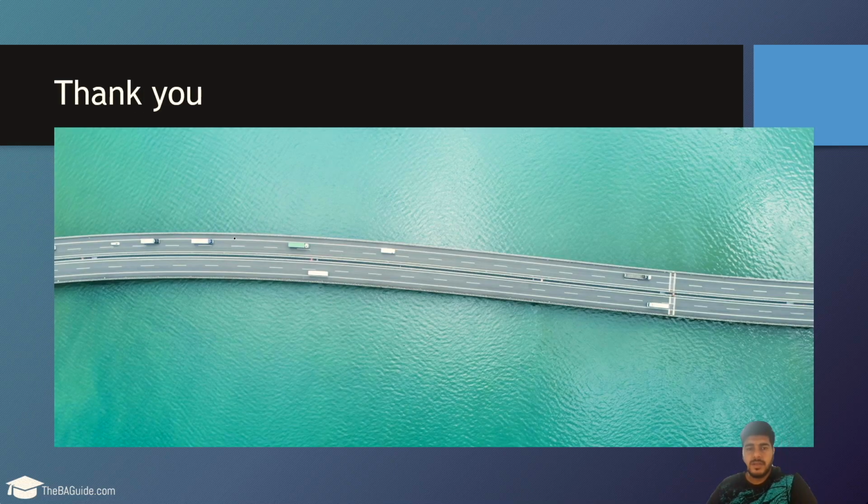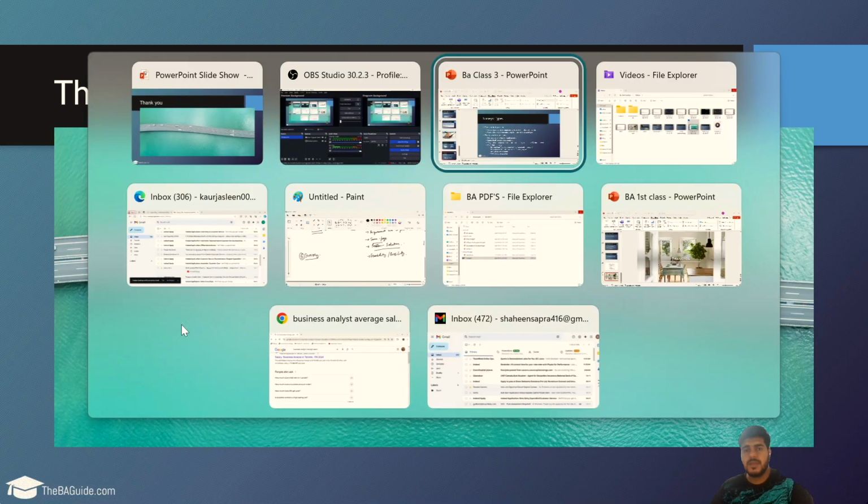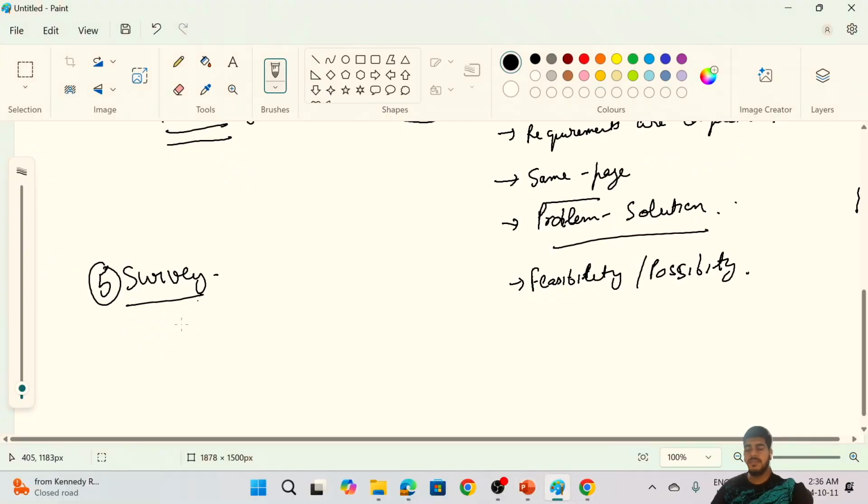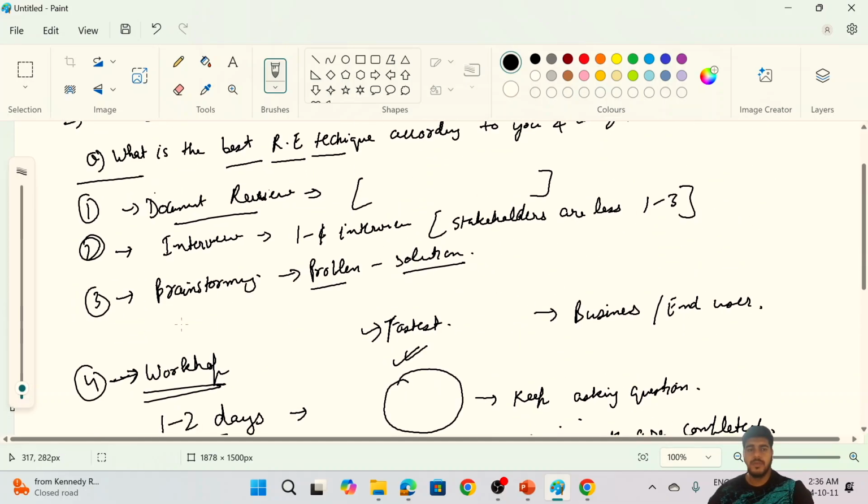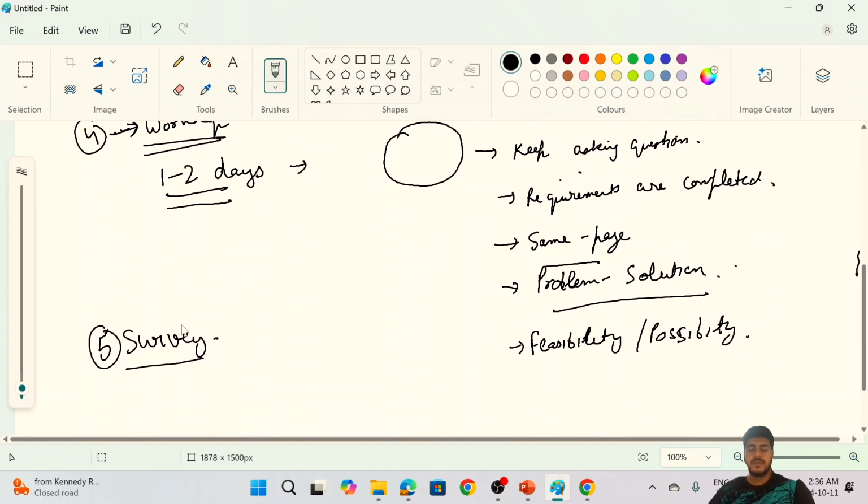Well, so these are the requirement elicitation techniques we have studied. This is very important. You need to figure out which is the best technique according to you. There is no single best technique; it depends on the size, how many stakeholders there are, and what their availability is. You have to determine. So just giving a quick overview again of what we studied, we studied 5 different types of techniques. First one was document review, interviews, brainstorming, workshops, and finally surveys.